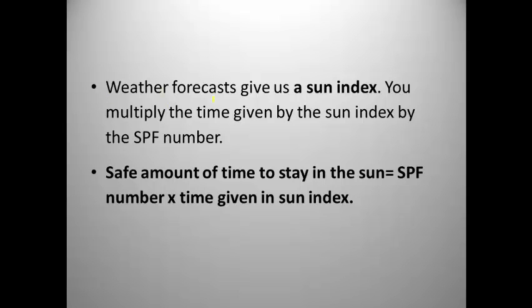Weather forecasters, when it's the summertime, will give you a sun index, which is a number ranging from 1 to 11. What you do is multiply the time given by the sun index by the SPF factor, and that will give you the safe amount of time to stay in the sun. Let me explain what I mean by that. So SPF number, time given in the sun.